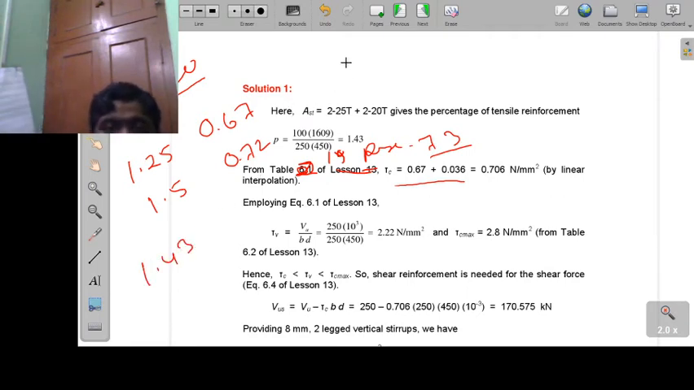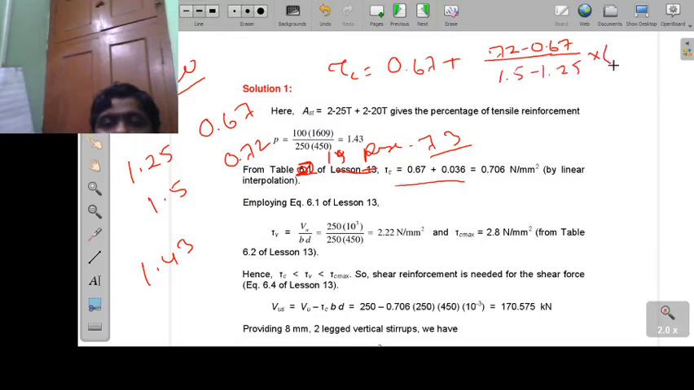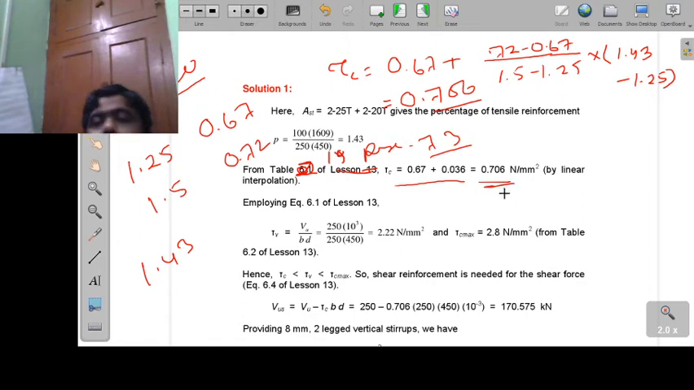I am sure you know how to do the interpolation, or just quickly I am showing you. Here it will be 0.67 plus (0.72 minus 0.67) divided by (1.5 minus 1.25) multiplied by, what is our target? Target is 1.43 minus 1.25, for which we have written. If you do this calculation, this value is coming out 0.706. That's what is shown here, that this value is 0.706. So this is the tau c value.